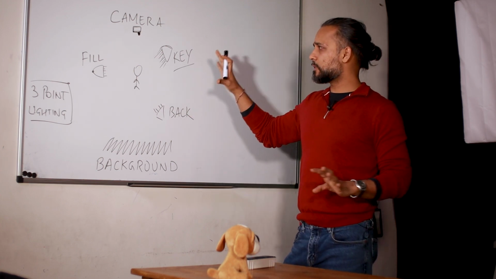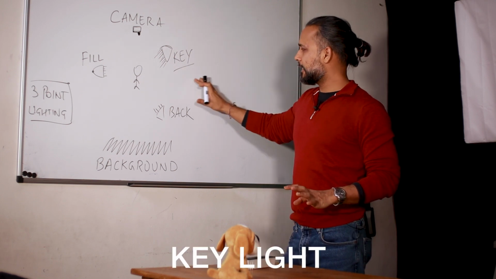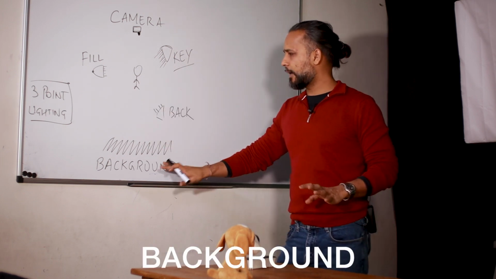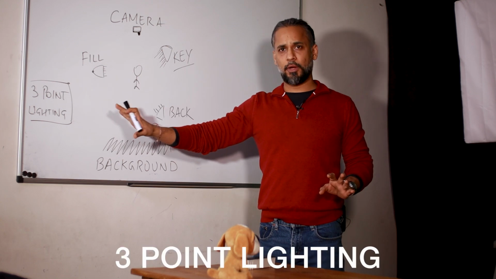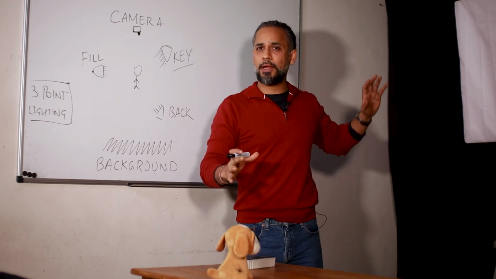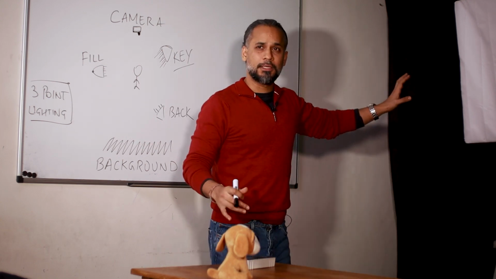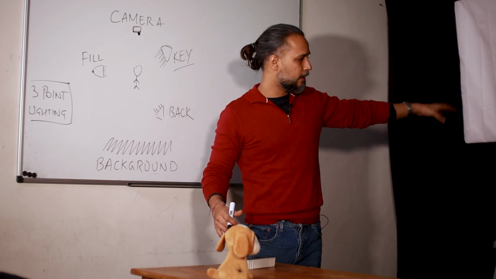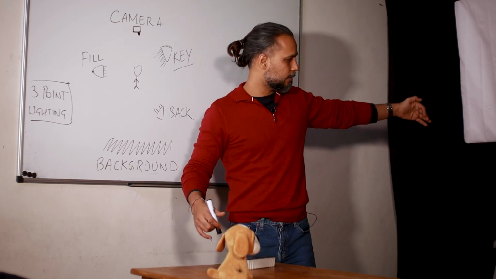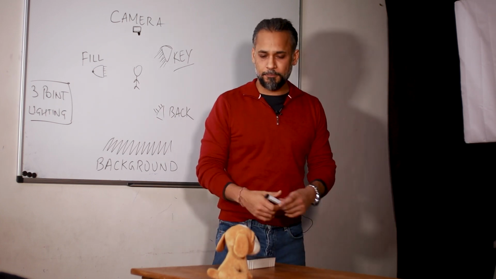Now, just to give you a perspective, this is a camera, the key light, backlight, fill light, background. This is basically the 3-point lighting. Now, let's compare with where we were before. You were looking at me from this side. So there was the camera. Okay, there is the camera. You are looking like this.